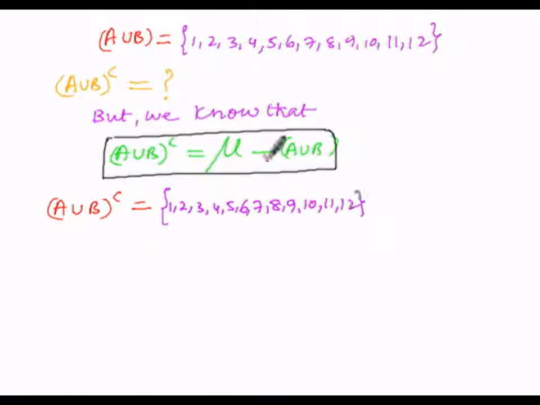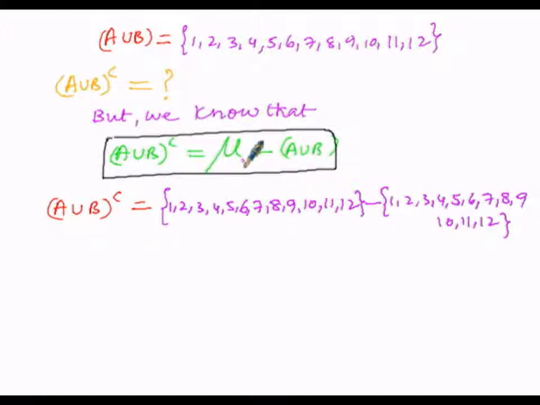Then now minus A union B. We got A union B as 1 to 12. So 1, 2, 3, 4, 5, 6, 7, 8, 9, 10, 11 and 12 are the elements of A union B. In order to find A union B whole complement, we have to subtract the second set from the first set, that is A union B must be subtracted from mu.